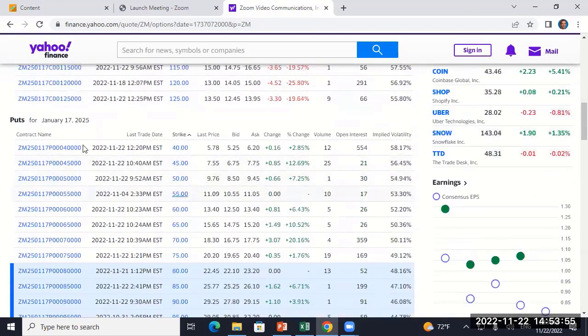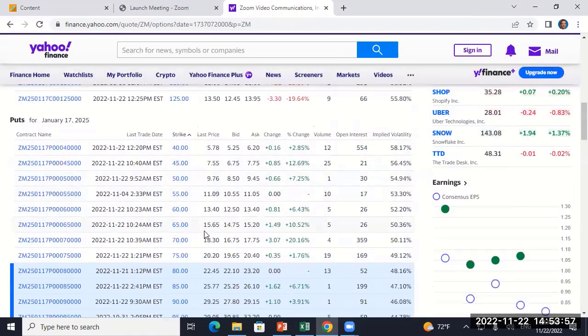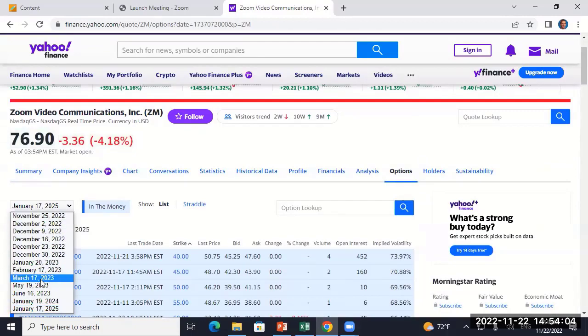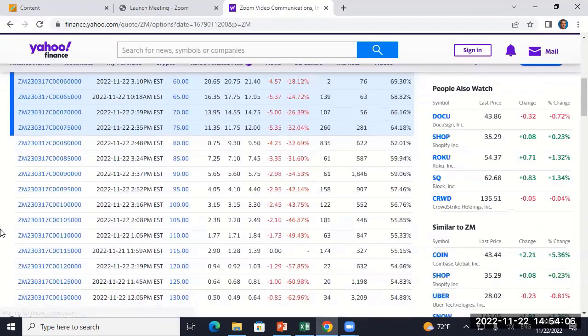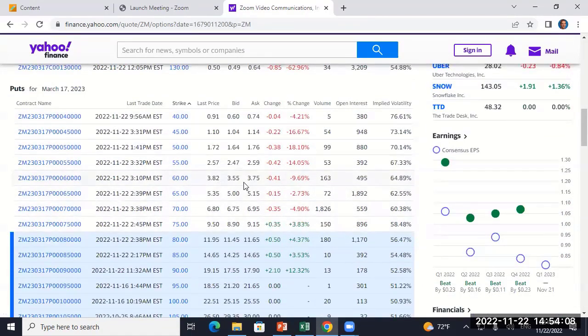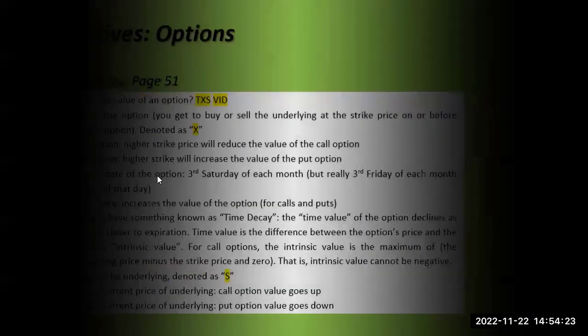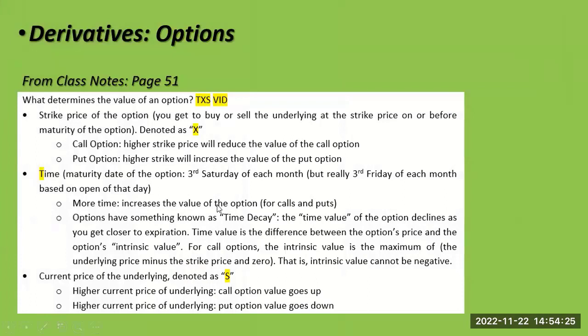Same thing. It's the exact same thing with puts. This $60 put was $13.40 when we go out that far, out to January. If we just go out to March, that $60 put is only $3.75. So for puts and calls, time has the exact same impact. More time, the more valuable the option. So more time increases the value of the option.